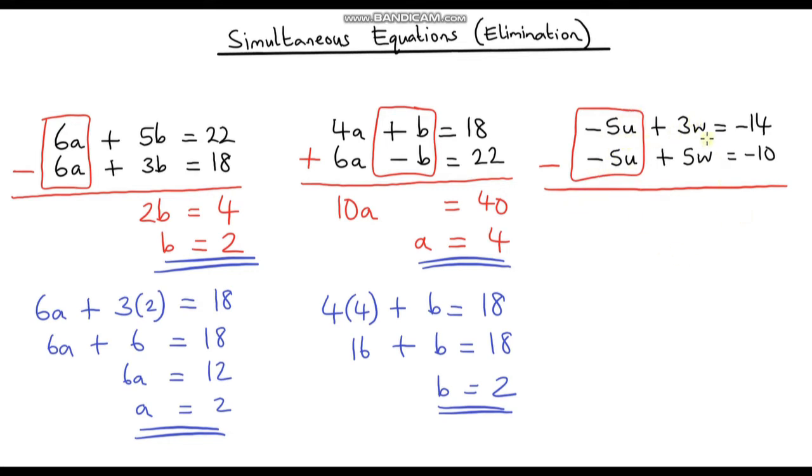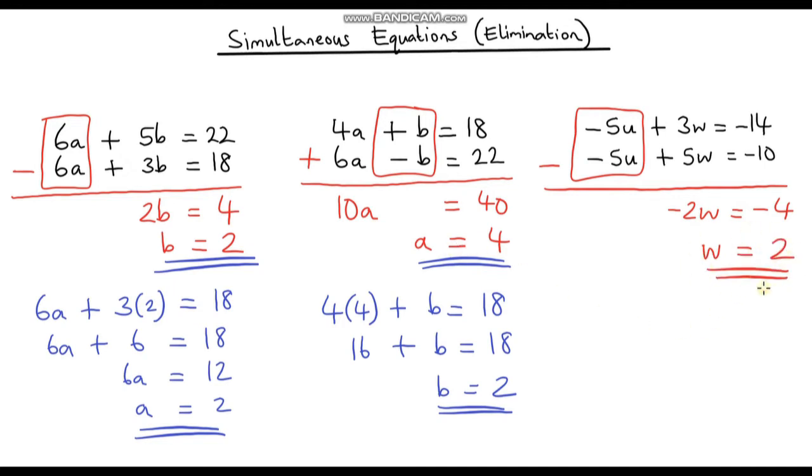So now let's look at the w's. We've got 3w subtract 5w. Well, we're left with negative 2w. And on the right hand side, we've got negative 14 subtract negative 10. Well, that's the same as negative 14 plus 10, which is negative 4. So now we've got negative 2w equals negative 4. If we divide both sides by negative 2, we get w is equal to 2.